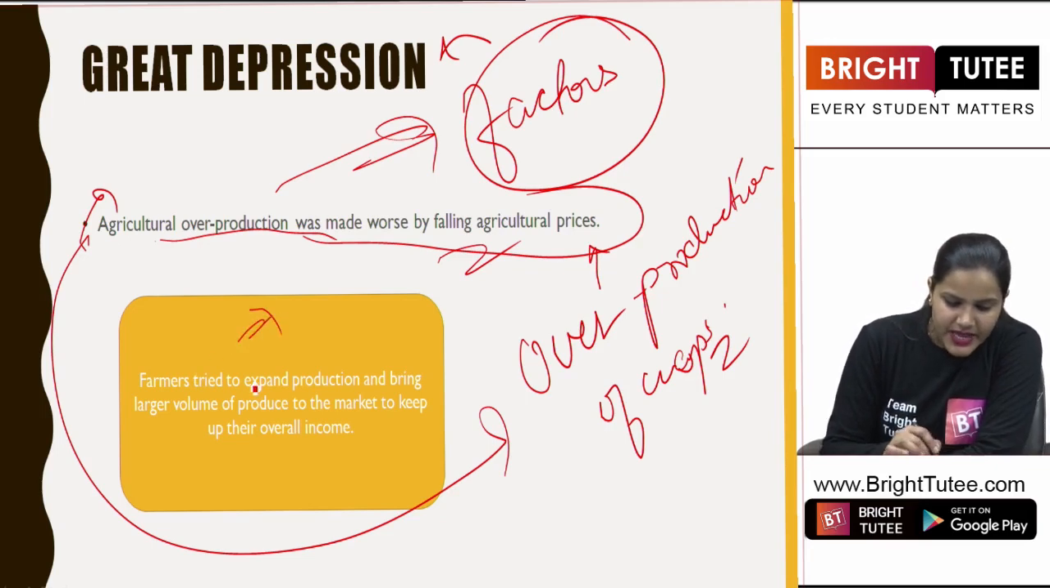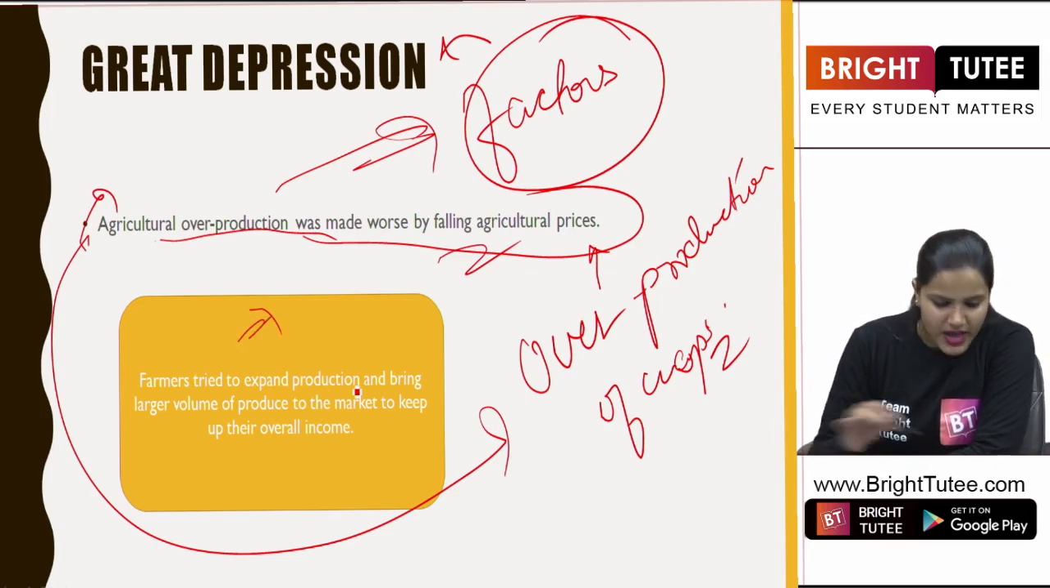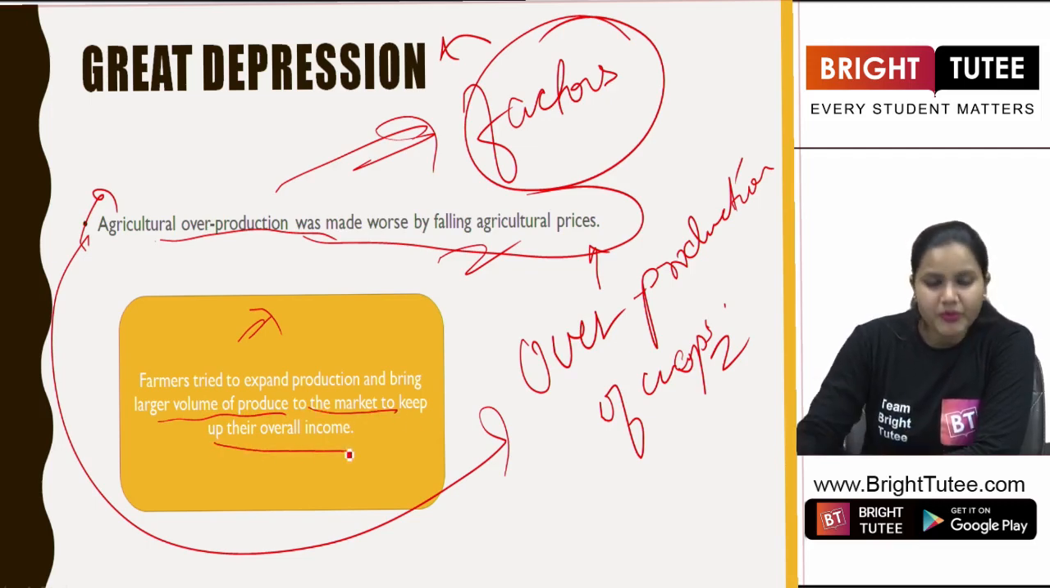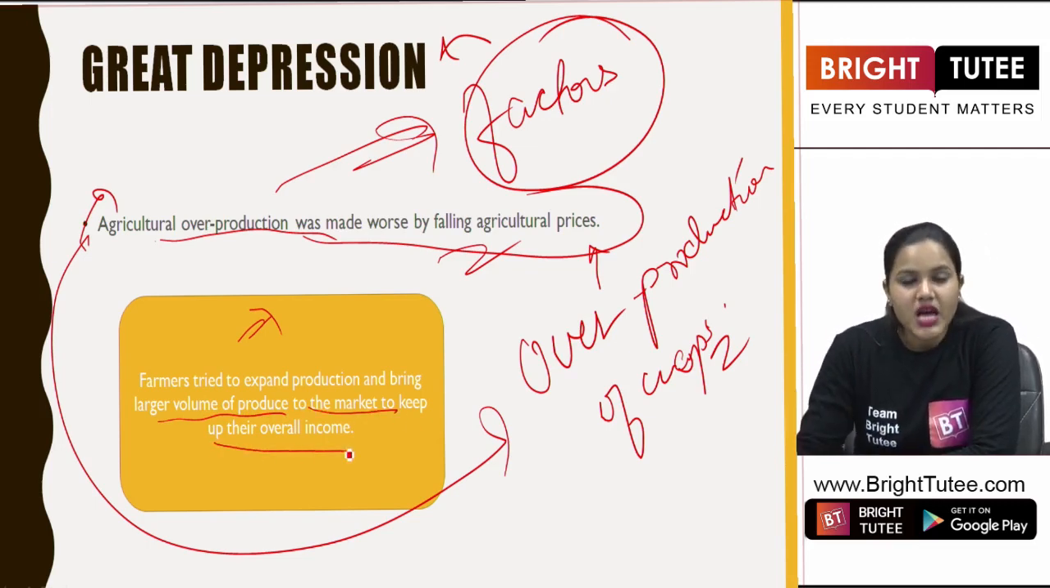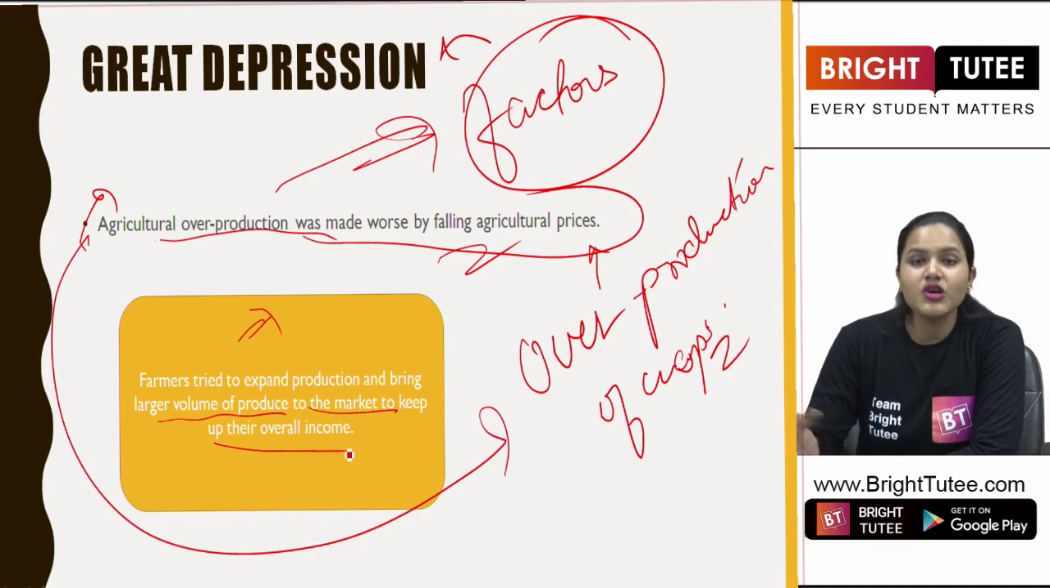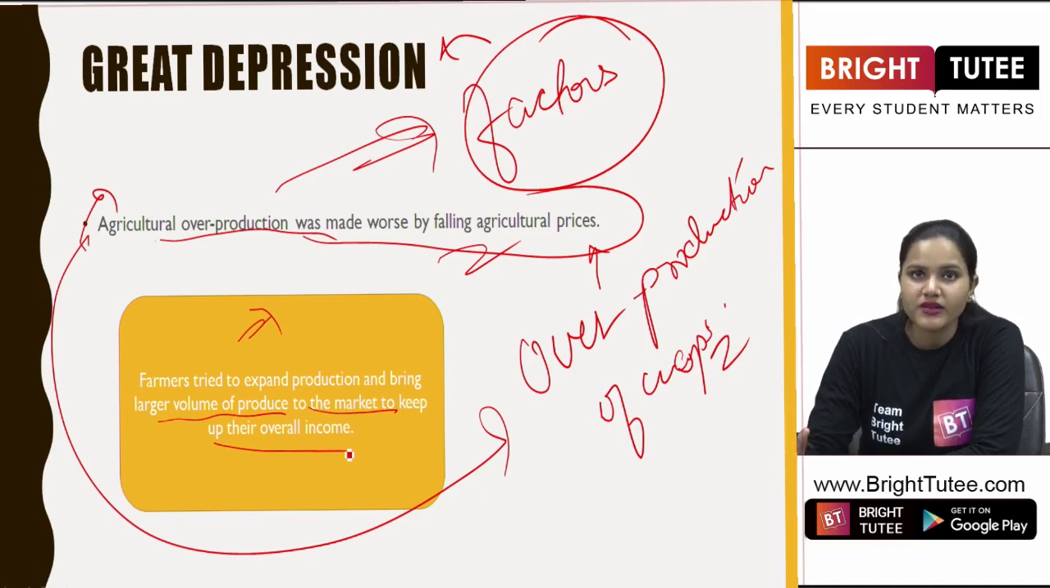Now farmers then tried to expand production and bring a larger volume of produce to the markets to keep up their overall income. So definitely, if the agricultural prices are falling, who is going to get this impact? Who is going to feel the brunt of it? The farmers, the peasants who are working in these fields. Am I right or not?